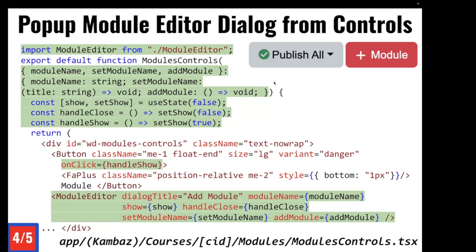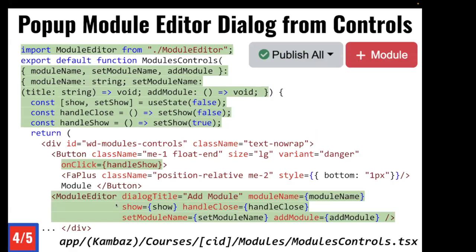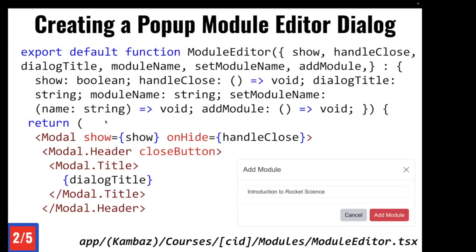The module control actually is not maintaining the state for the module name. Instead, it's being passed to it from the page, the modules page. So the modules page is the one who's going to be maintaining the state of the name of the module. And also we're going to have an add module that appends a new module to the array of modules. But then they get passed to the module control, and the module control passes it down to the module editor. And it's actually the module editor who needs these functions.